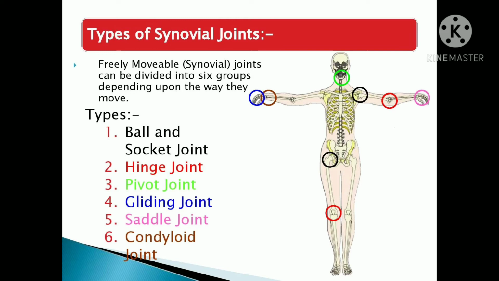There are different types of synovial joints. Generally we discuss five, but here we go through the sixth one also. The first one is ball and socket, the second one is hinge joint, the third one is pivot, the fourth one is gliding, the fifth one is saddle, and the sixth one is condyloid joint. Okay, before going into the types of synovial joints, let us have a look at the characteristics.